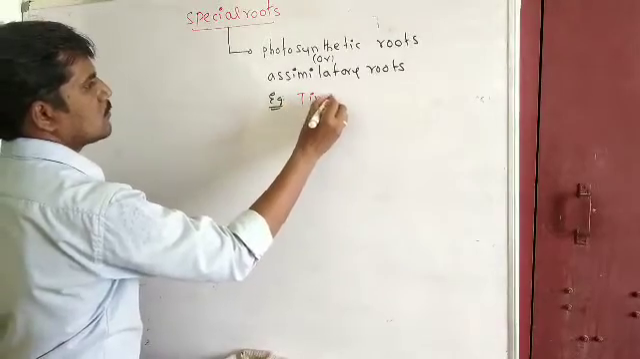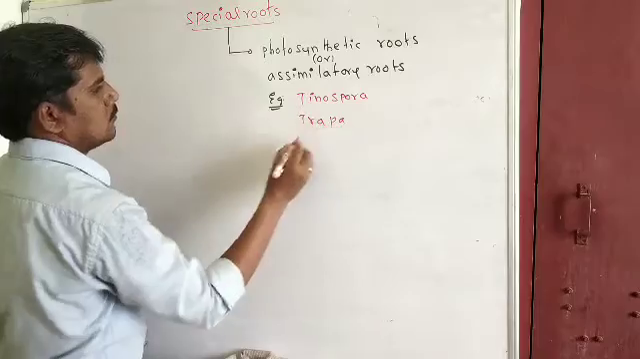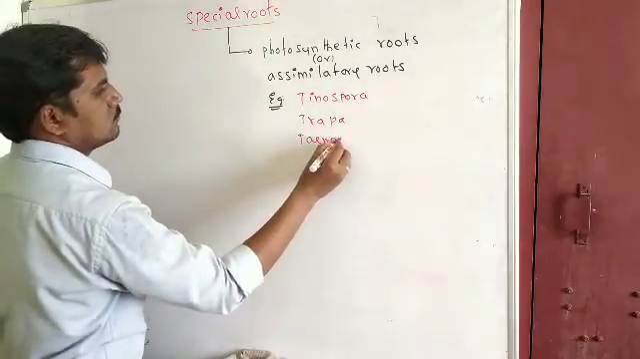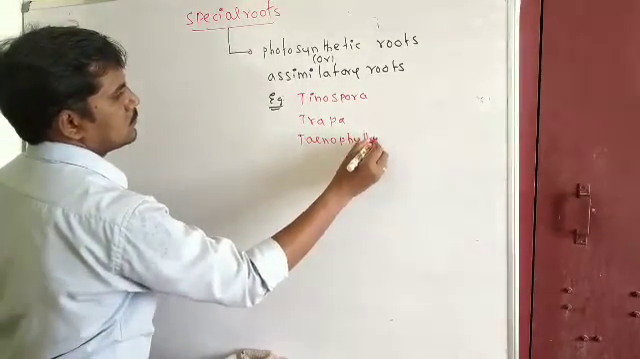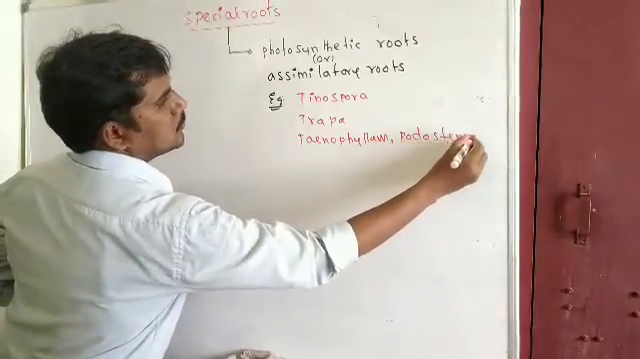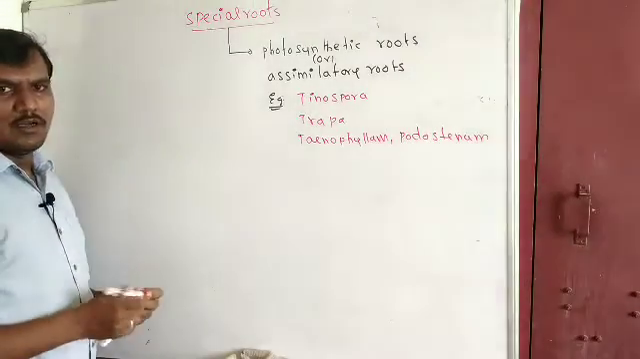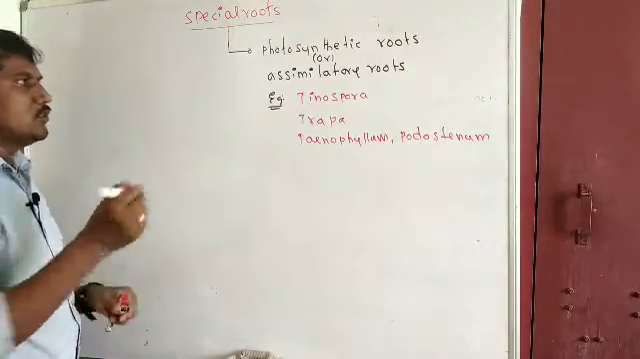Tinospora, Trapa, Tinophyllum, and Podostemum. In these plants, the root is modified into a green photosynthetic structure and is involved in the photosynthesis process.